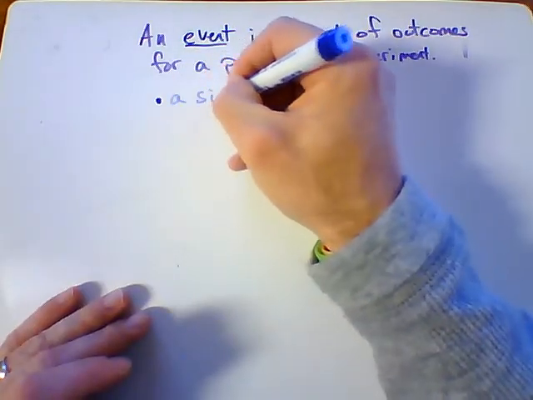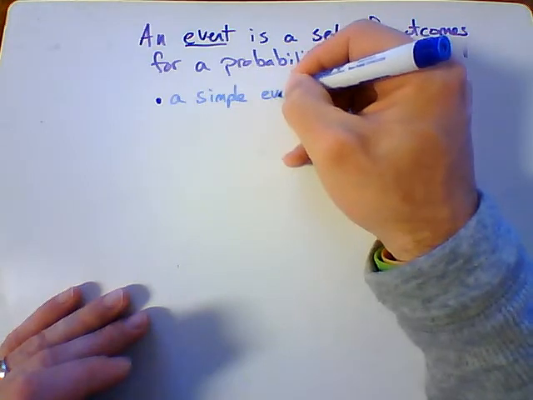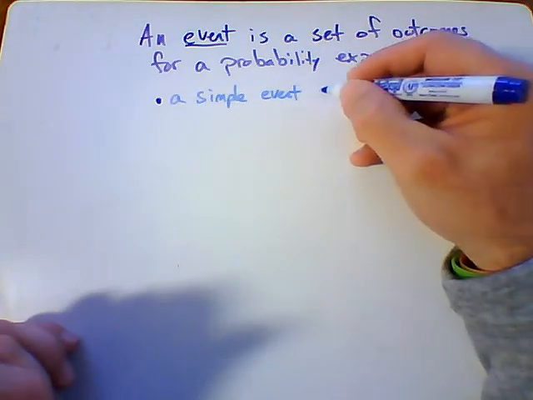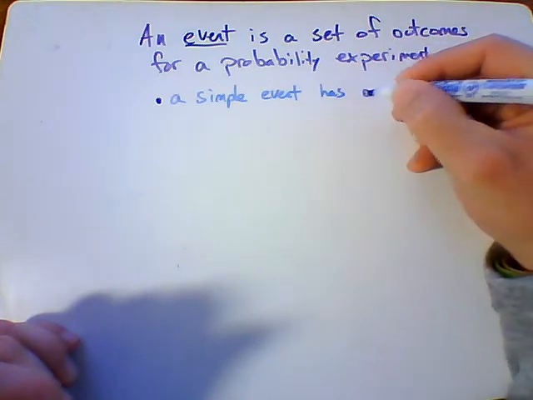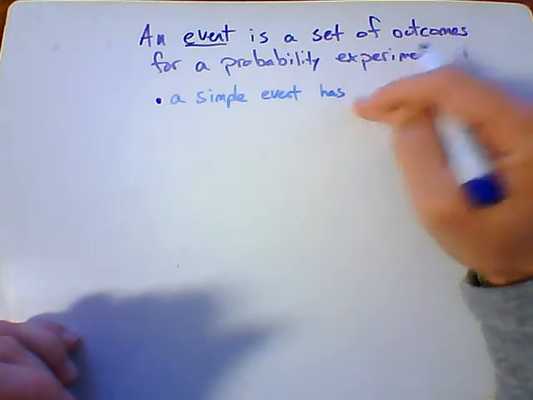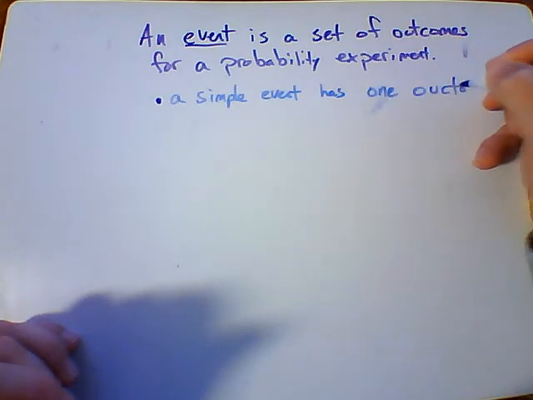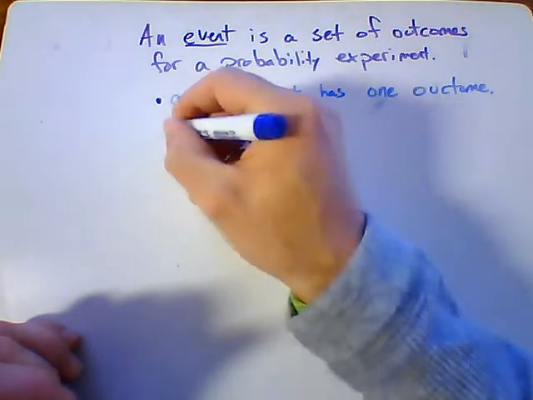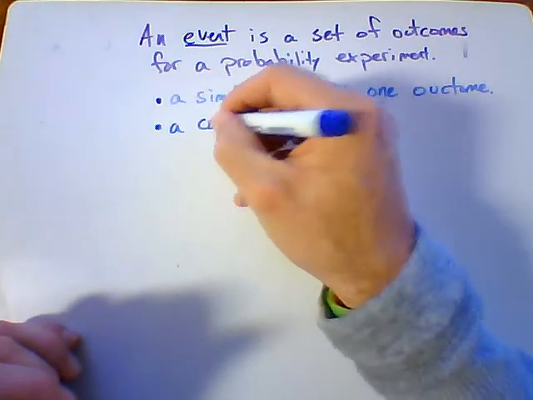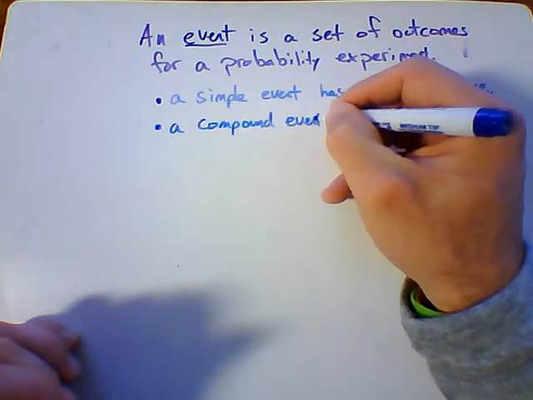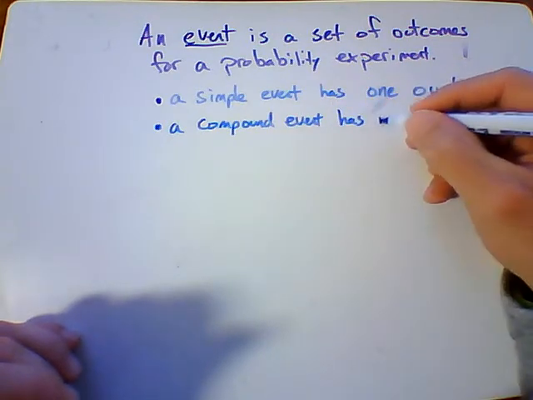A simple event has one outcome, and a compound event has more than one outcome.